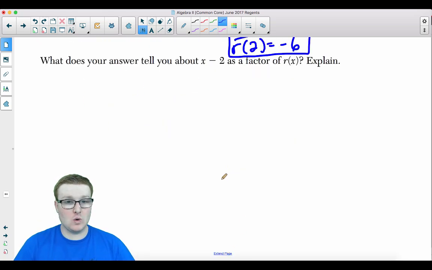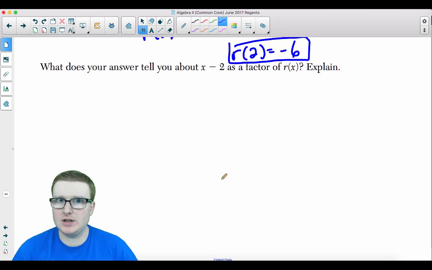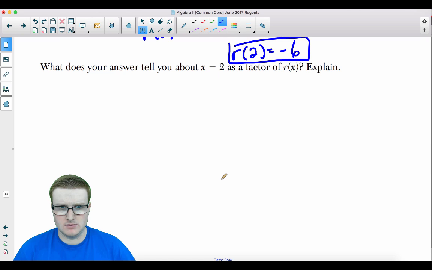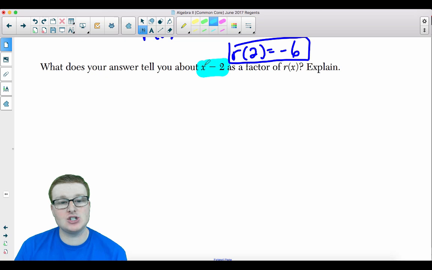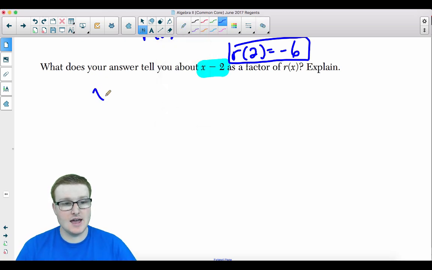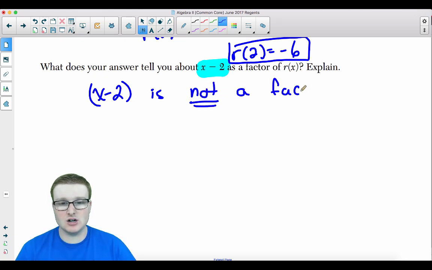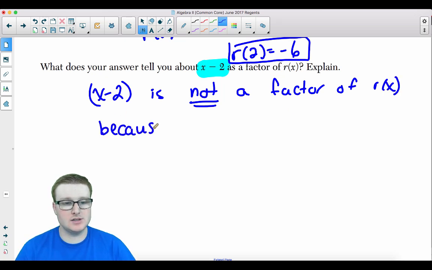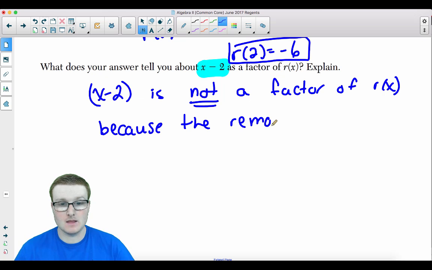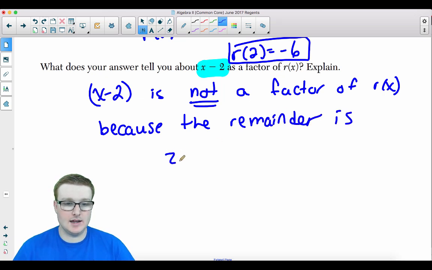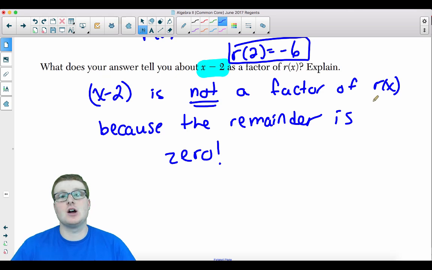Now for the second part of the question, this is rather interesting. And I hope that you know it, and if you don't, then make sure you study it. What does your answer tell you about x minus 2 as a factor of r of x? Explain. So they're asking you if x minus 2 is a factor of r of x. So we're going to say x minus 2 is not a factor of r of x because the remainder is not 0. And that is it. If the remainder is not 0, it's not a factor.